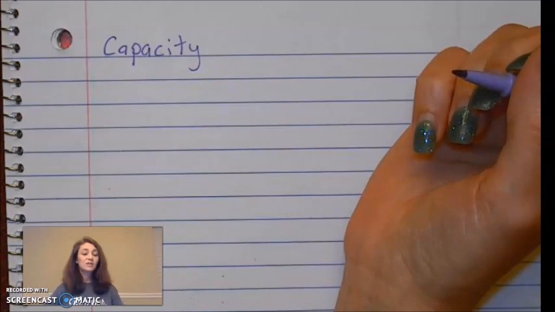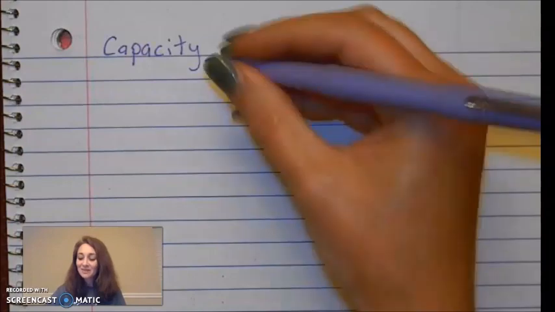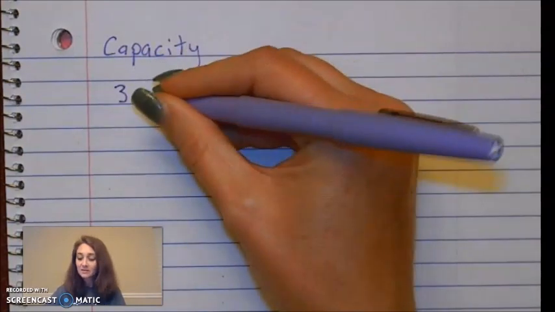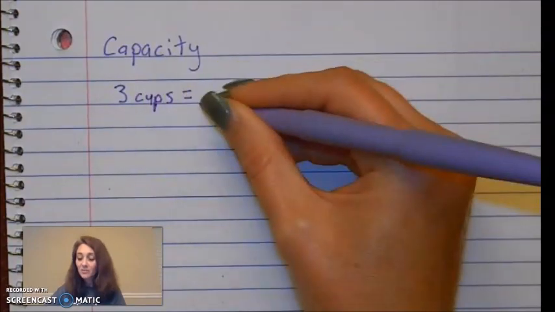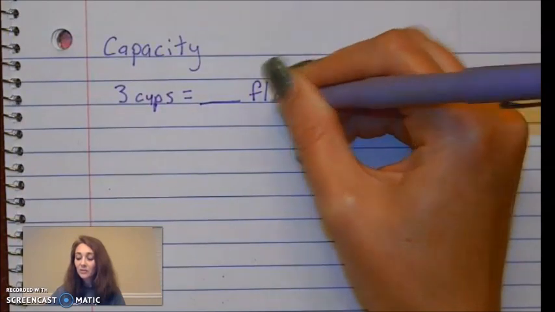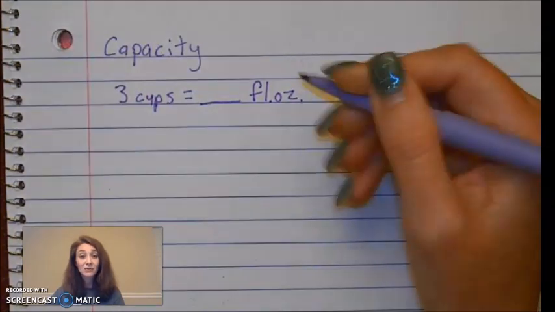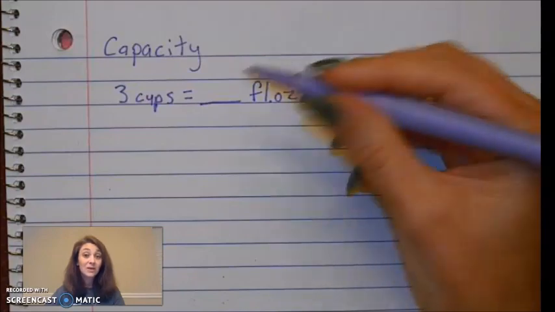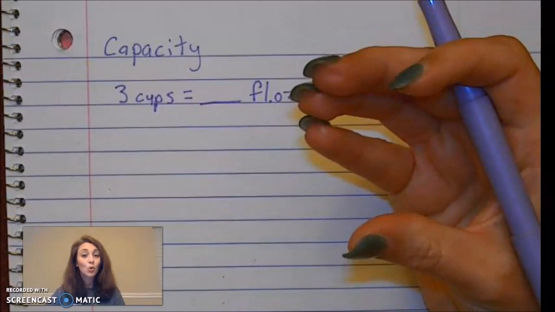All right, we're going to start going from big to small. Let's start with 3 cups equals how many fluid ounces? Okay, remember ounces and fluid ounces are not the same. So capacity is fluid ounces. If it just says ounces, that's talking about weight. Fluid ounces is talking about capacity because we want to see how much something can hold.